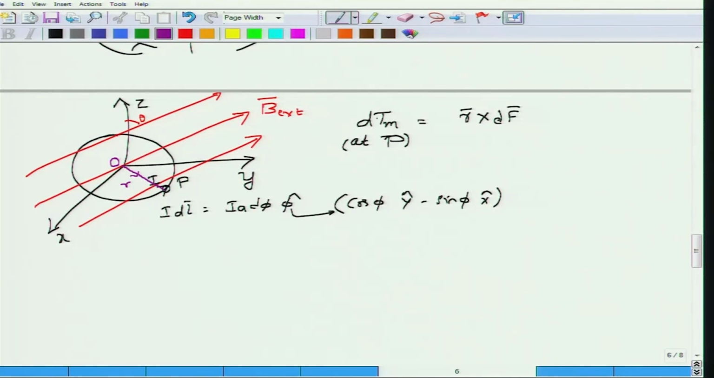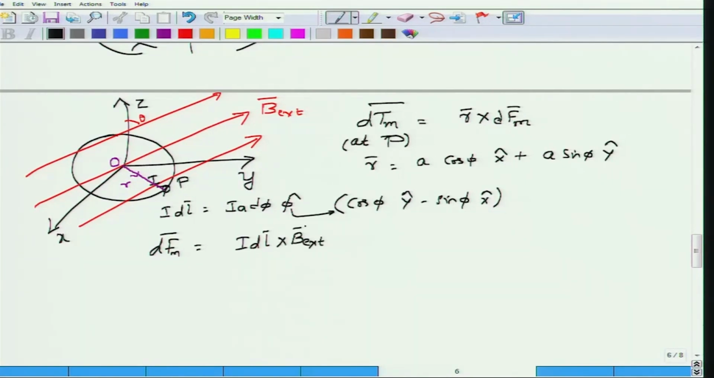So the torque dTm at the point P is given by R cross dF, and this force is because of the external magnetic field that we have applied. So this becomes dFm. Now let me write down what R is here. R is A cos phi x hat plus A sin phi y hat. What is the magnetic force dFm at point P? The magnetic force is IDL cross B, correct?